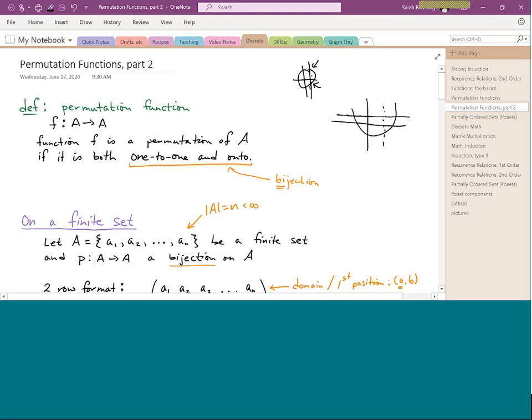I'll just go through. Here, notice what's happening. You've got two different x values that map to the same y value. And that would be an example of not one-to-one in this infinite graphical sense. Okay. Onto simply means you've used up your entire set after the arrow. So in this case, this guy would not be one-to-one.